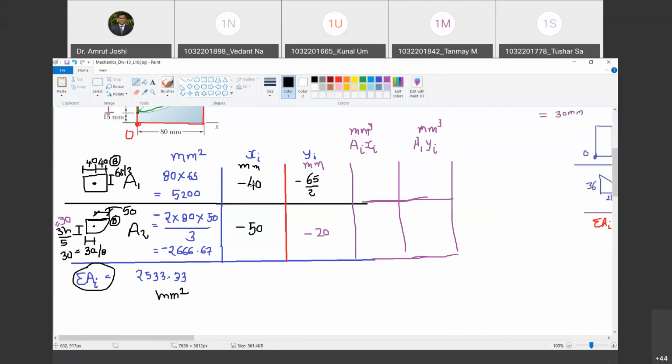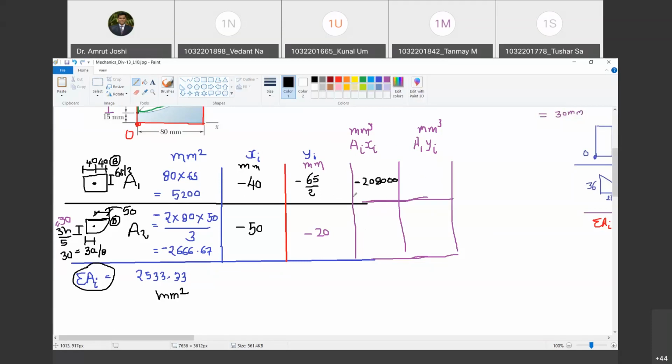So 5200 into minus 40. Tell me how much is that? 208,000. Right? Minus. And this is minus. What is the value of ai yi? So 5200 into minus 65 by 2.